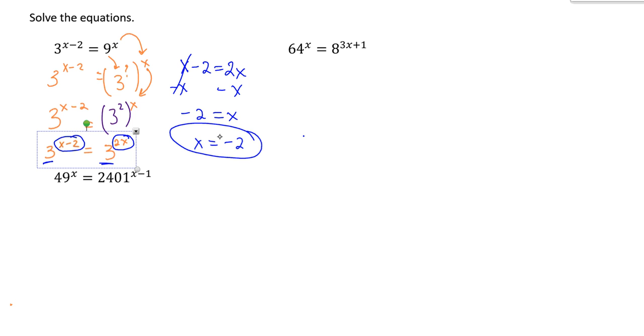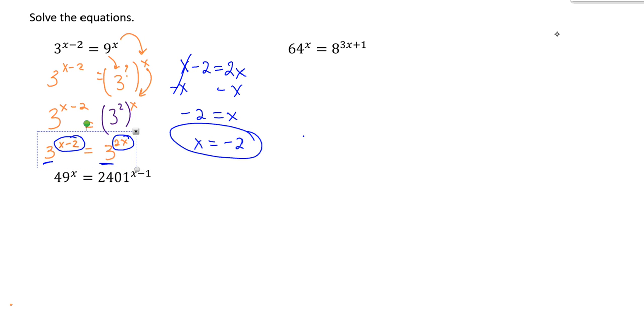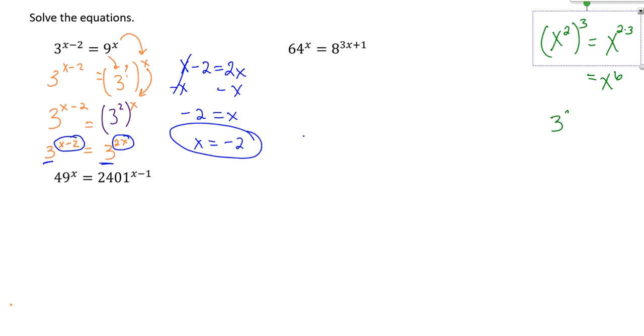Now, one more time. There were properties back when we were reviewing properties of exponents that said if you had something raised to a power and you raised it to another power, that you could multiply those powers together. So that's what I did right here. I had 3 squared, and I raised it to another power. So I keep the base, and I multiply those 2 powers together, and that becomes my new power, right? So that right here is what happened here. Let's try another one.